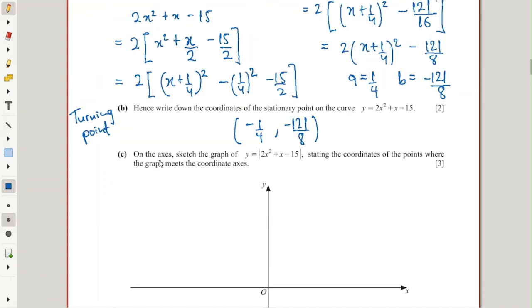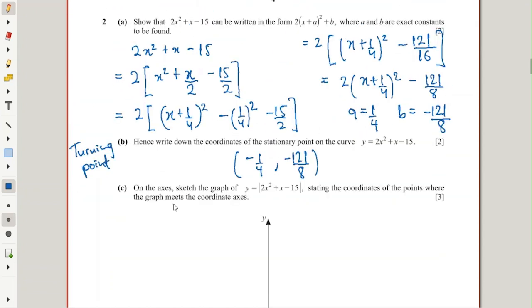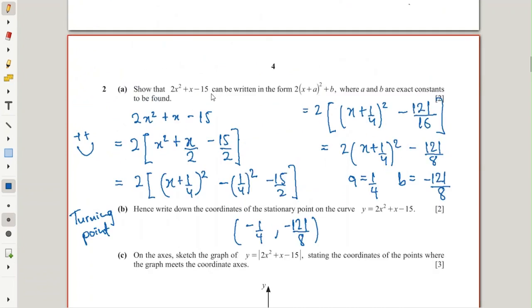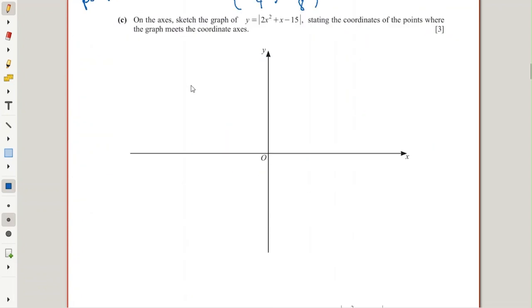Now let's proceed. Now on the axes, sketch the graph stating the coordinates of the points where the graph meets the coordinate axes. The coordinate axes are the same as the x and y axes. All right. So now let's sketch this one quickly. We know the shape already because it's positive, right? It's positive, so it's going to look like this. Now I'm supposed to know my x and y intercepts. The y intercept is the number that stands alone every time. So here the y intercept is negative 15.